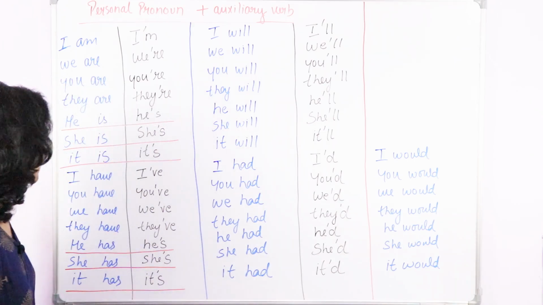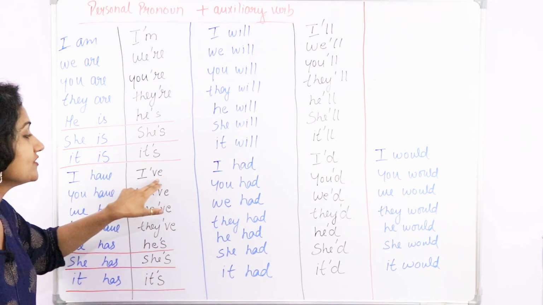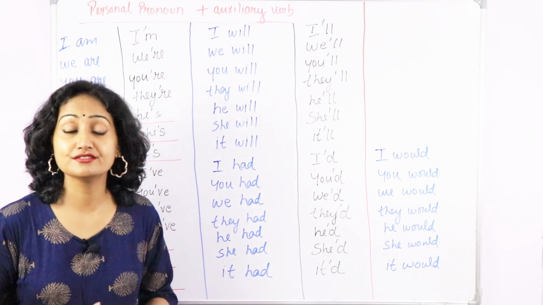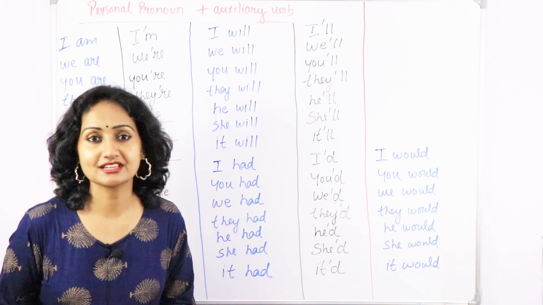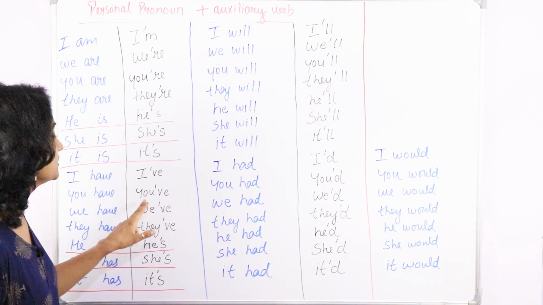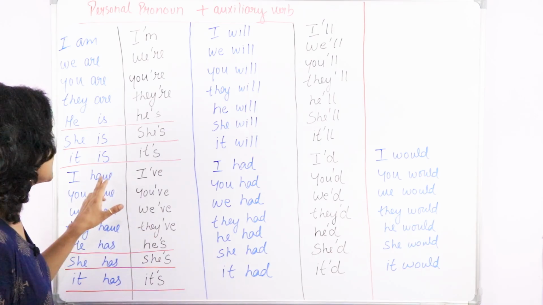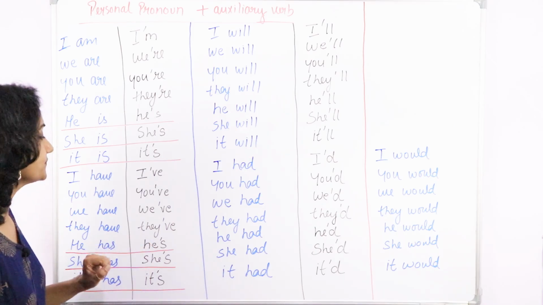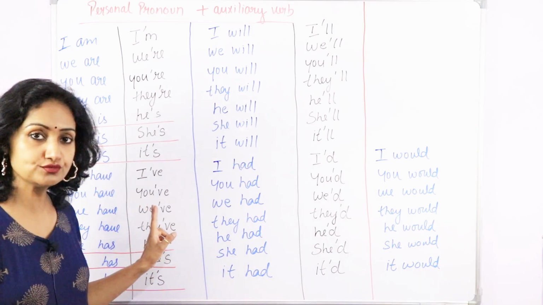Now next is "I have." "I have" becomes "I've," I apostrophe V-E. I have done that. I've done that. Next is "you have." "You have" becomes "you've," you apostrophe V-E. Here you have to drop two letters, H-A. Everywhere with "have," you have to drop H-A.